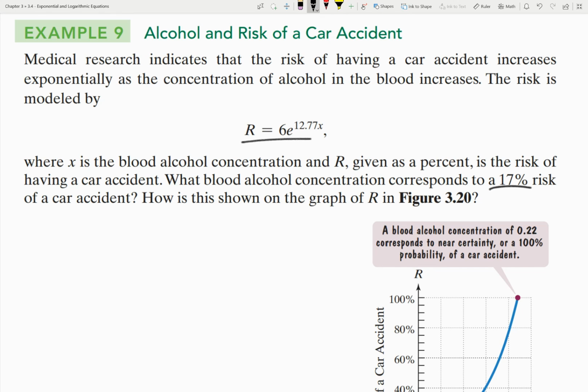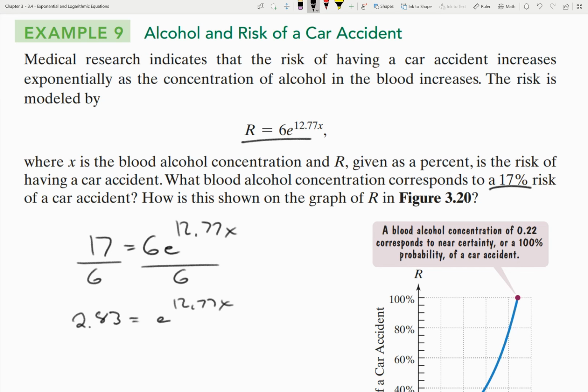So I want to know how much my blood alcohol has to be to have a 17% risk. And you can clearly see that now we are solving an exponential equation. Isolate first, okay? So we get 17 over 6, which is 2.83, equal to e to the 12.77x. I cannot make those have the same base, so I take the natural log of both sides.